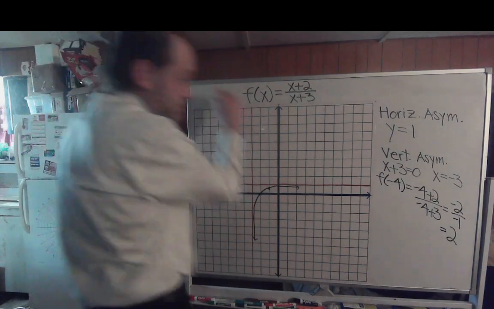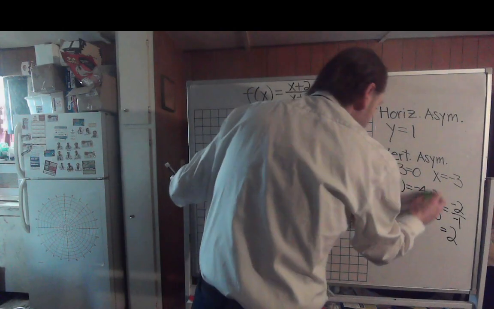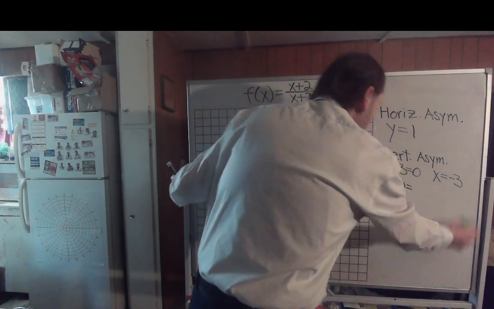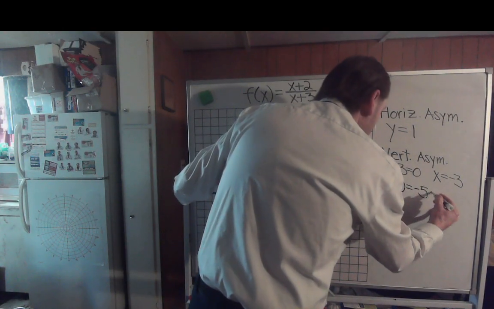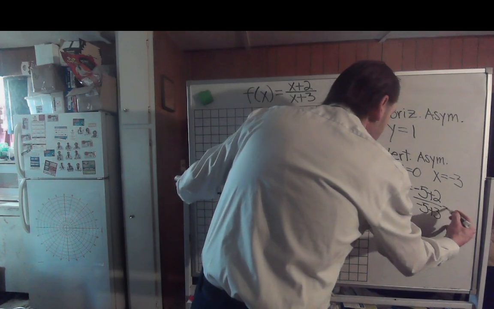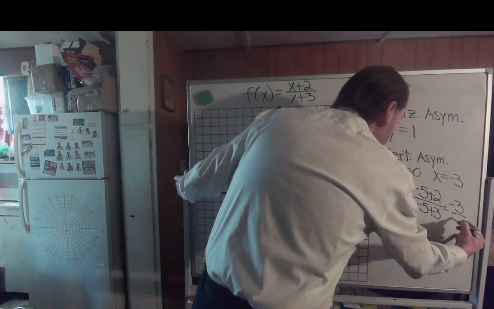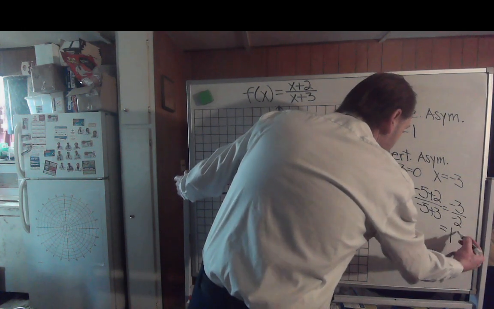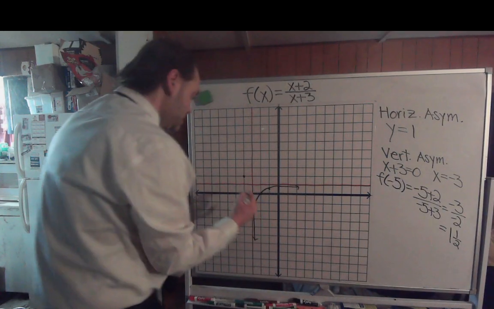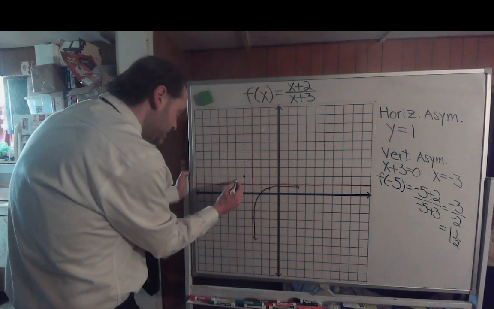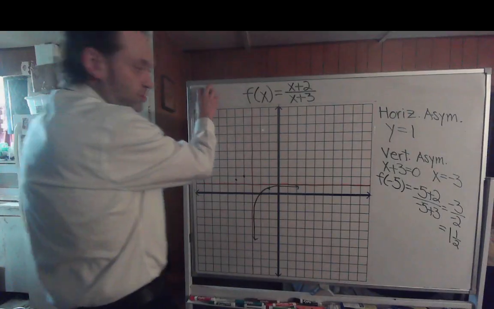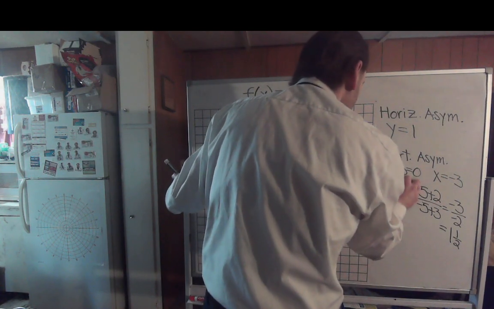And then let's do -5. We'll go to f of -5. So that would give me -5 plus 2 over -5 plus 3, which would end up giving me -3 over -2, which would give me +1.5. So at -5, I'll get +1.5. And for good measure, let's do f of -6. We'll go there too.